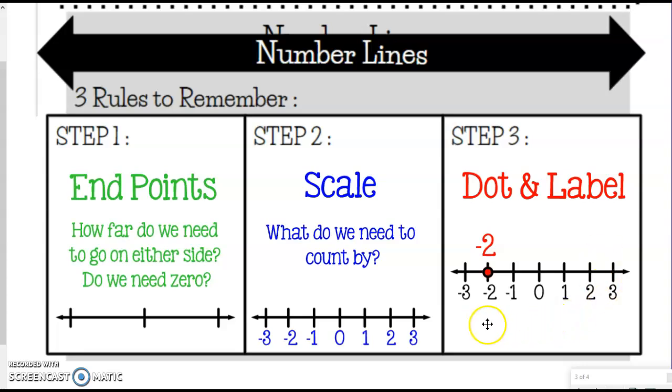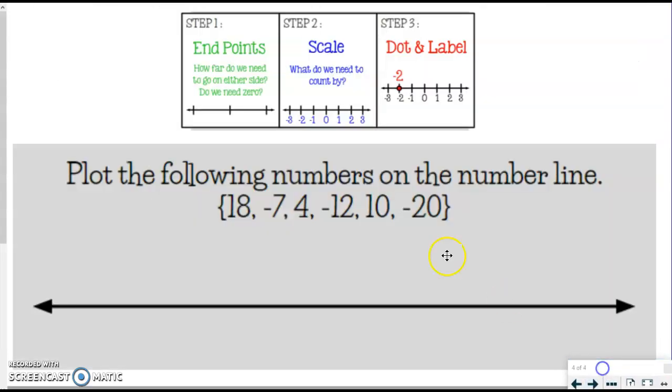So make sure you get these visuals down as well as the words. I know it might be a lot. You can pause your video if needed, but otherwise let's try an example, okay? And I kept these notes right here for you, so if you still need to jot them down, feel free. But let's go ahead and give them a try with plotting the following numbers on the number line. So we have 18, -7, 4, -12, 10, -20. Well, I said positives and negatives, so I know for sure I'm going to have 0 in the middle.